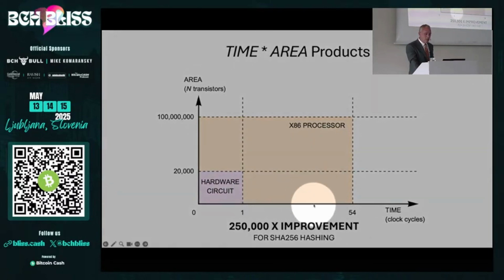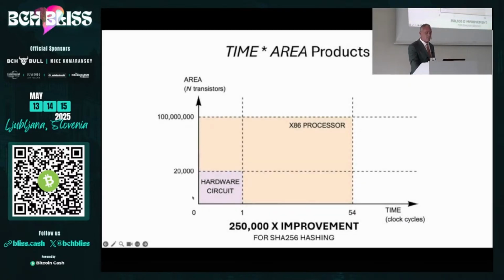So I think it should be obvious to people why faster is better, but why are fewer transistors better? Well, fewer transistors is better because if you're going to spend 100 million transistors, you could just replicate this circuit 5,000 times and have 5,000 SHA circuits running in parallel. So time counts, but also number of transistors counts, and it's a product that matters.